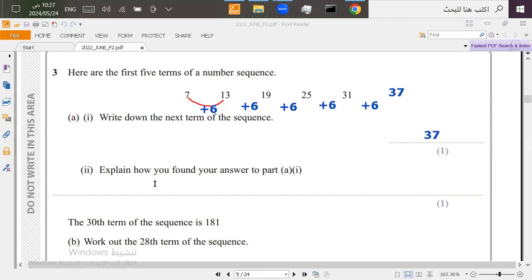Now, explain how you found your answer to part A1 by adding 6 plus 6. Because I noticed that we add 6 all the time. It means we add 6 to find the next term. Let's move on. Let's go down here.